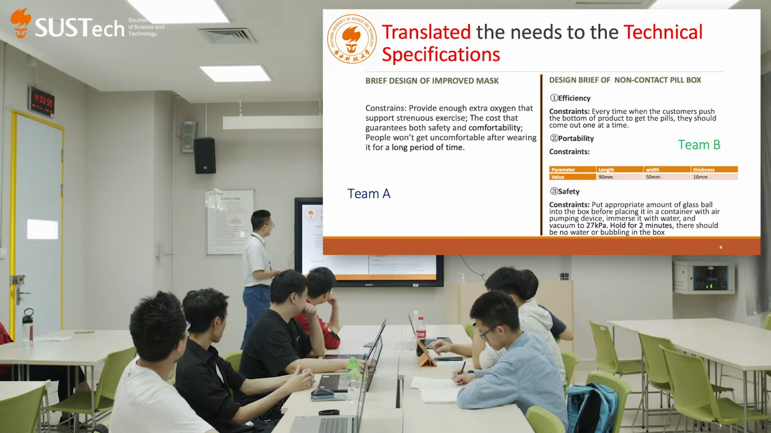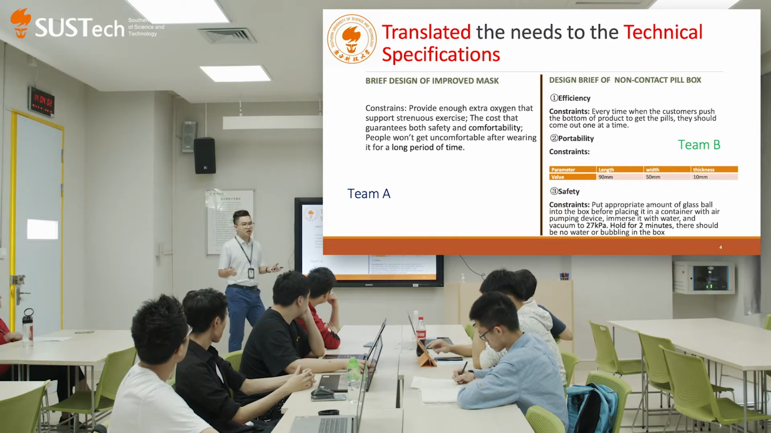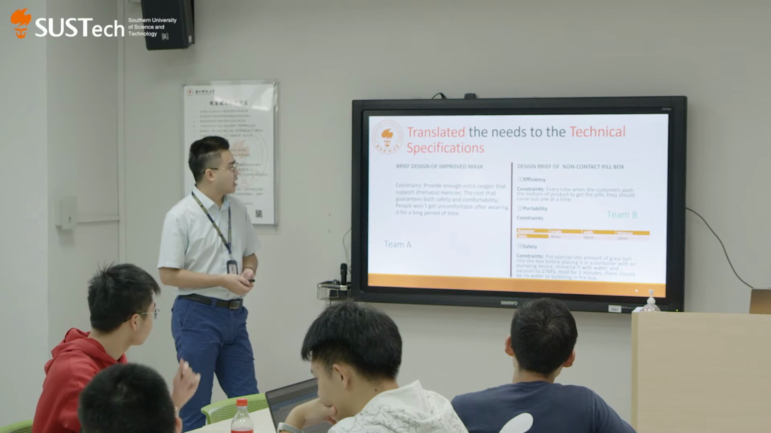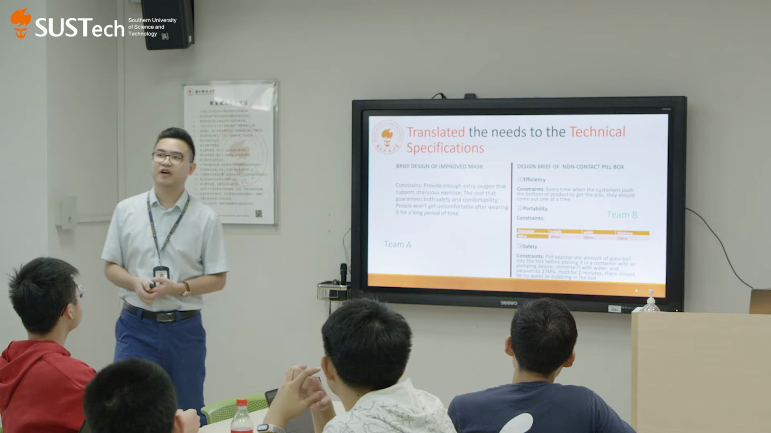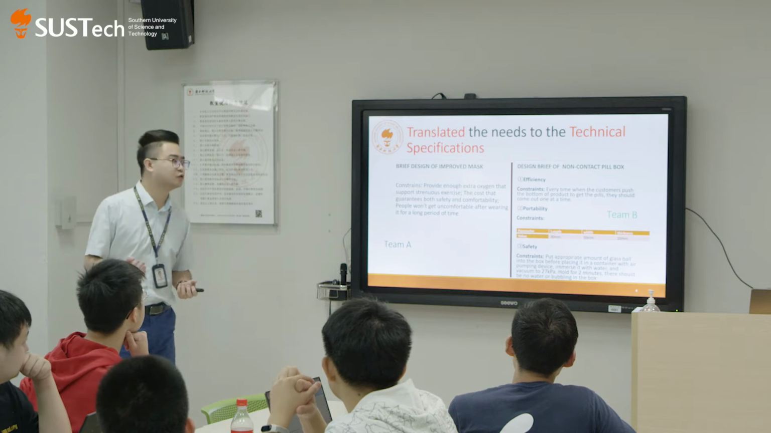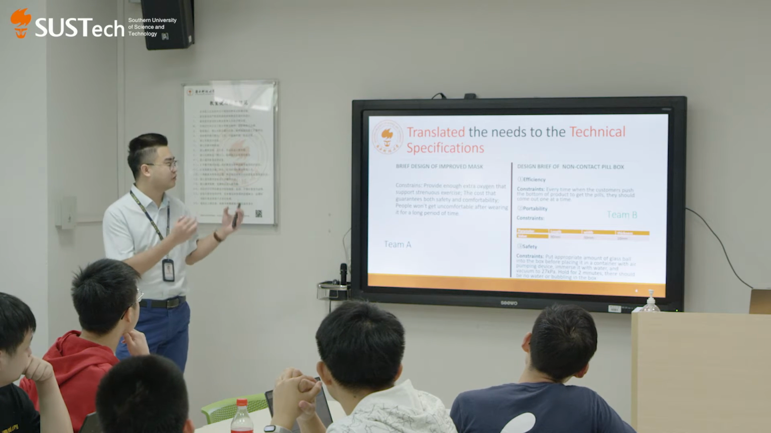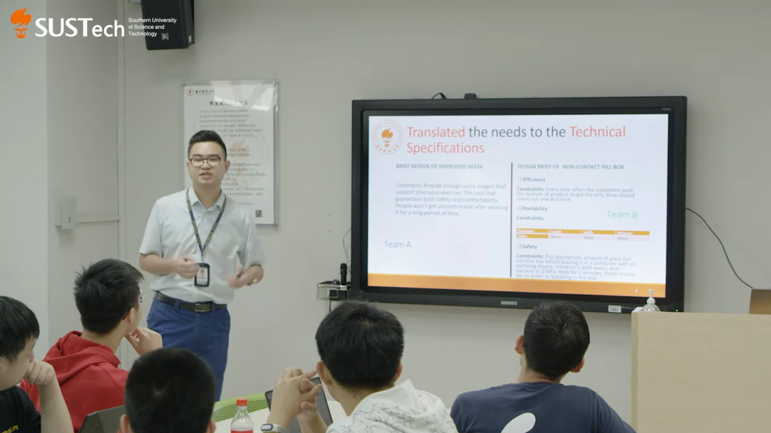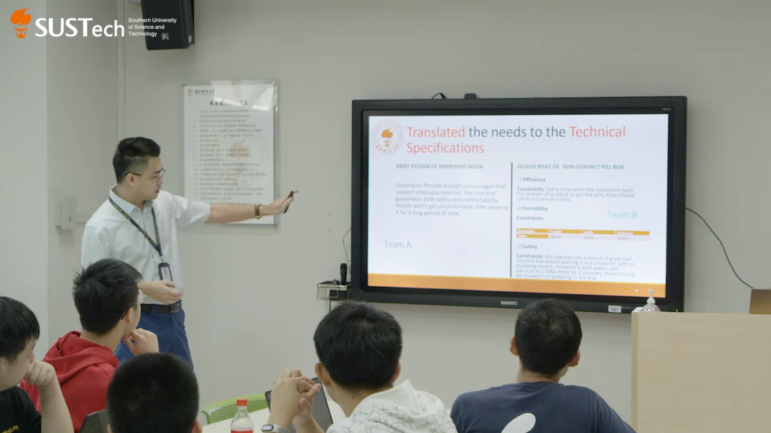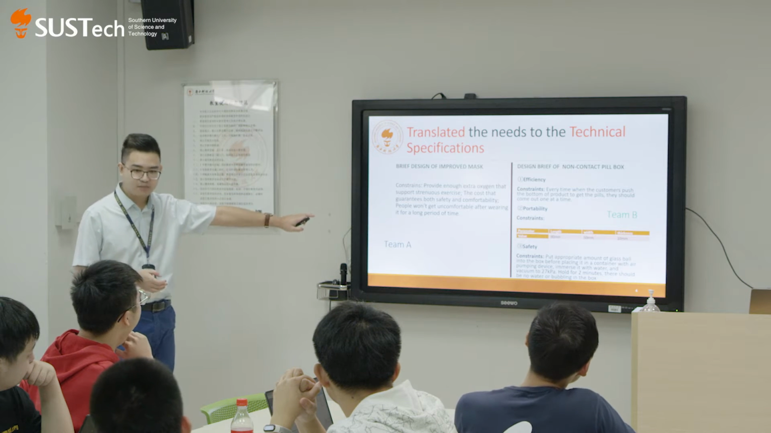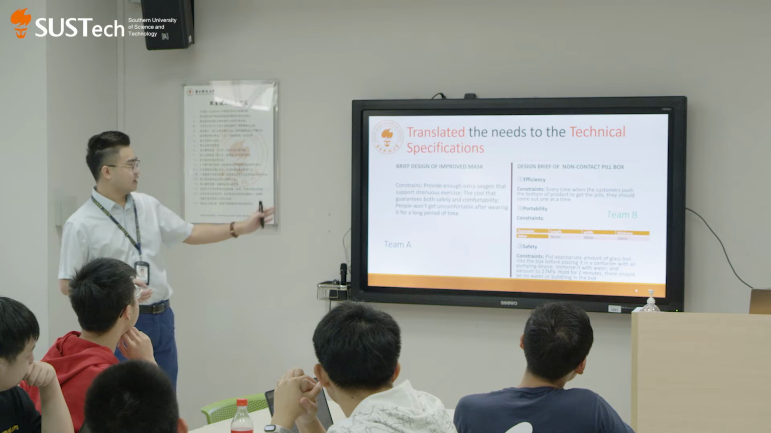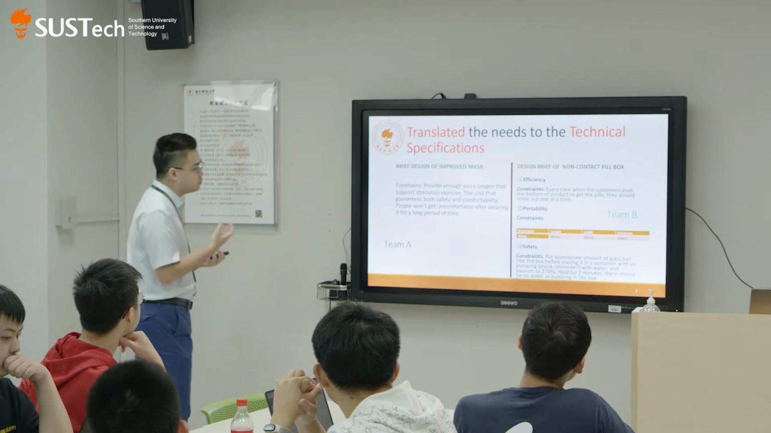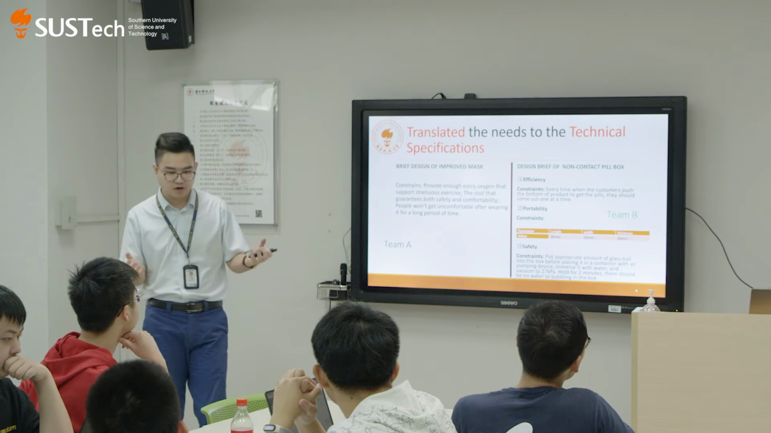But before that, I want to point out that in your design brief assignment or project report, there are some problems. I think some students still don't quite get a sense of how to translate the needs from the basic idea, from the voice of the customer, to the technical specifications. Here are two examples from your design project, from Team A and Team B. Team A is going to design an improved face mask, and Team B is going to design the non-contact pillbox.